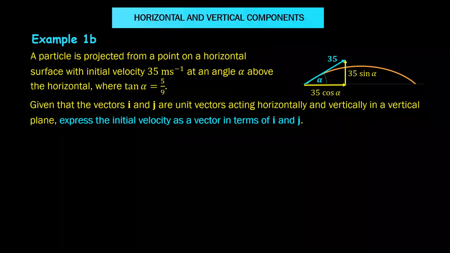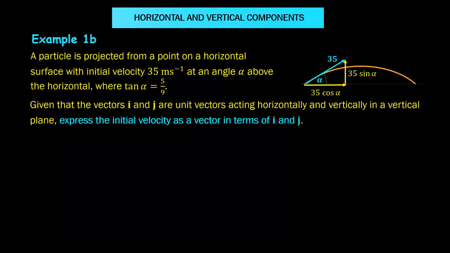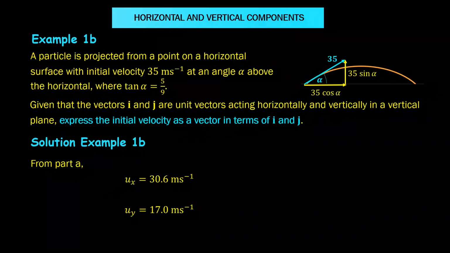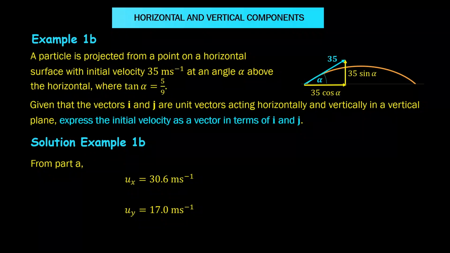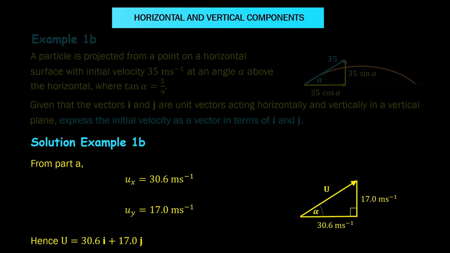Now let's take a look at part B. We are required to express the initial velocity as a vector in terms of i and j. Now from part A, we have these values for ux and uy, the horizontal and vertical components of u. Therefore, u equals 30.6i plus 17.0j.